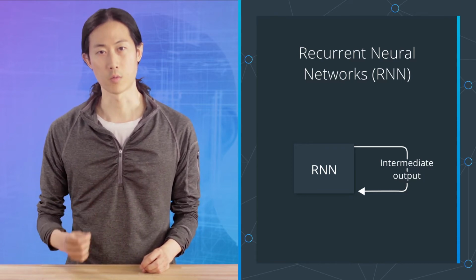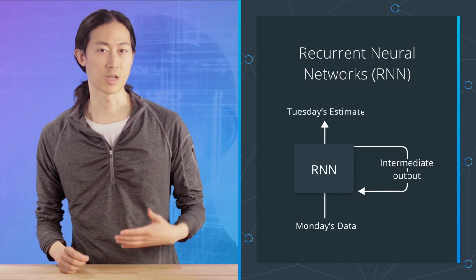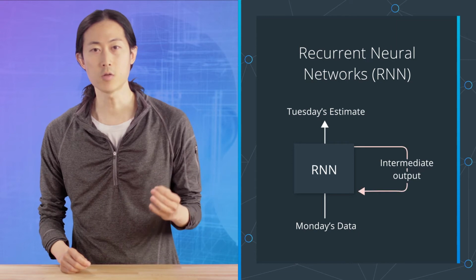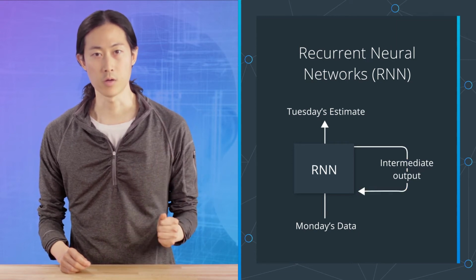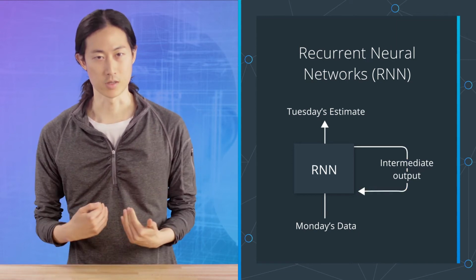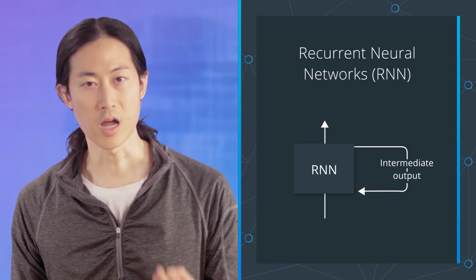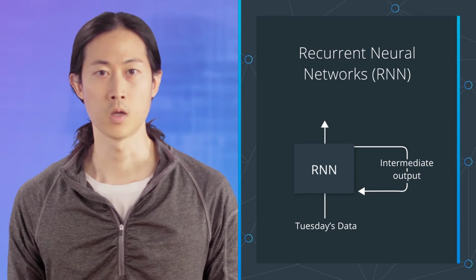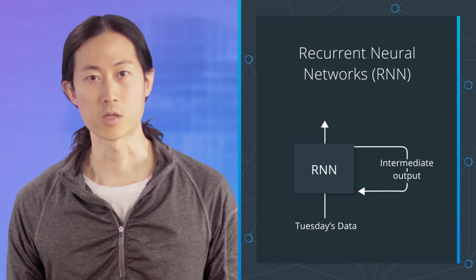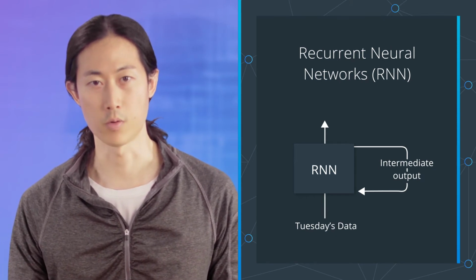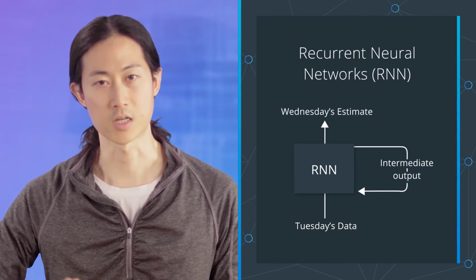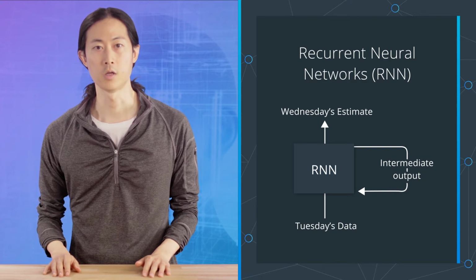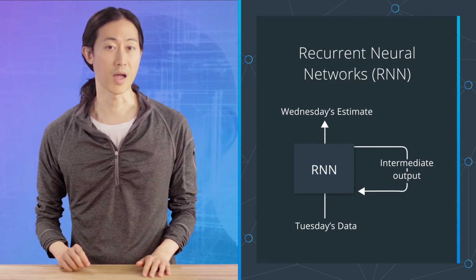The recurrent neural network takes an input and outputs a prediction. The recurrent neural network also outputs an additional signal, an intermediate output, which it feeds back into itself. At the next time step, when the RNN receives another input from the data source, it uses both the input as well as its previous intermediate output to help it calculate its next prediction. You can think of this signal as a way for the RNN to remember relevant information from the past.